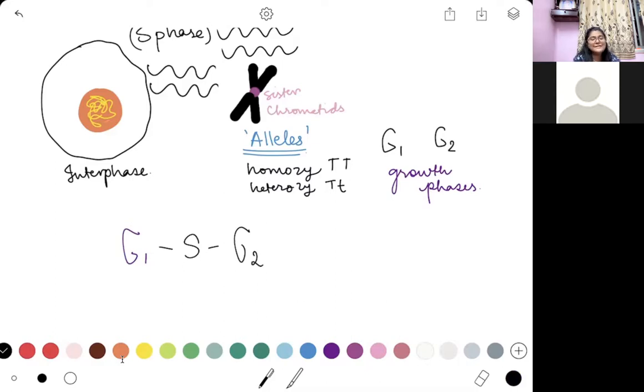And once your cell has successfully completed this G phase, you are going to see that your G phase is sometimes referred to as the growth phase. Sometimes it's just referred to as gap. So you can think of it in both the senses. It's totally fine as to how you want to refer to it, but your cell is going to grow in size and organelles are going to be duplicated in your G1 and G2.